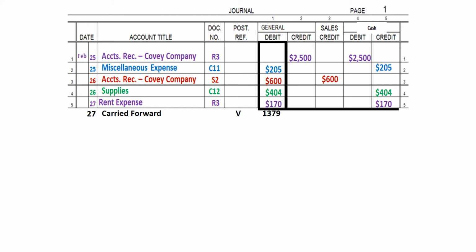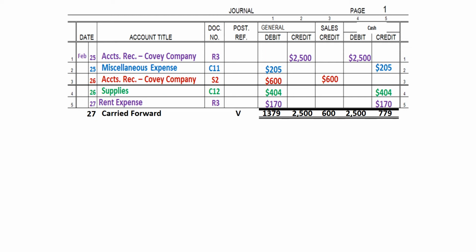So I'm going to add up this column. I'm going to get 1379. I'm going to add up my general credit, get 2500. I'm going to take my sales credit. I'm going to get 600. I'm going to take my cash debit. I'm going to get 2500. I'm going to take my cash credit. I'm going to get 779. Once I've verified that my debits and credits equal, I'm going to draw a double line, which means that, yep, everything's good there, we're safe.